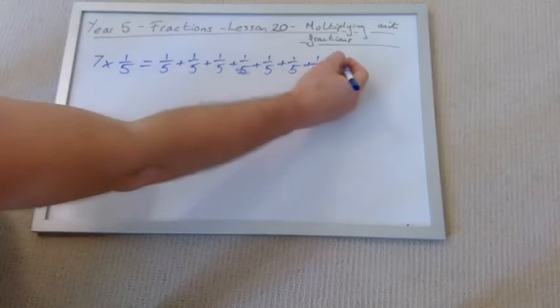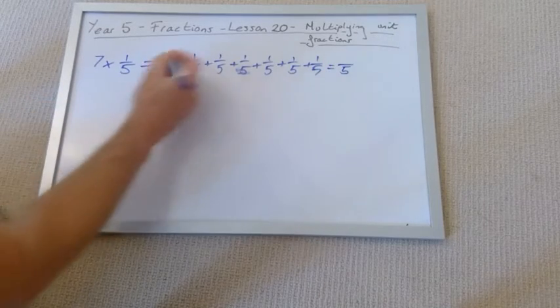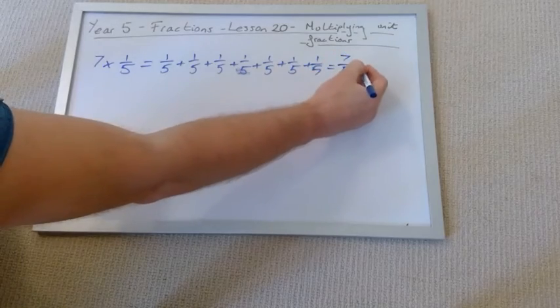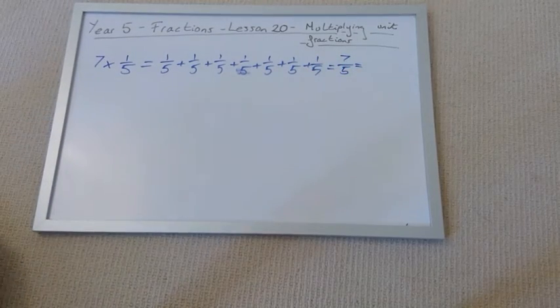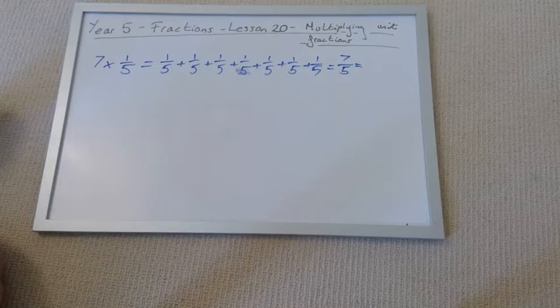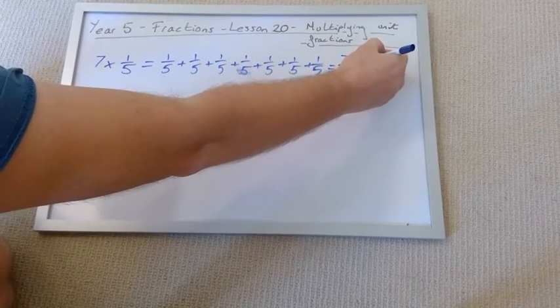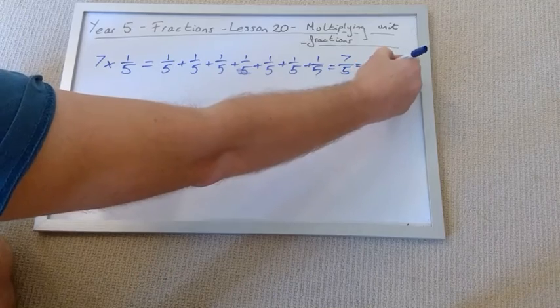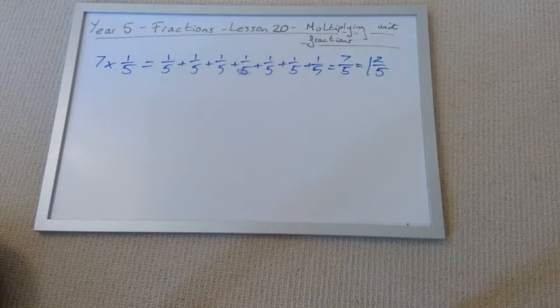So when I solve this, my denominator stays the same. Count up my numerator. 1, 2, 3, 4, 5, 6, 7, 7/5. Improper fraction. Numerator is larger than the denominator. Simplify it down to a mixed number. So 5 goes into 7 1 whole time, and I have 2/5 remaining. I cannot simplify that down anymore.